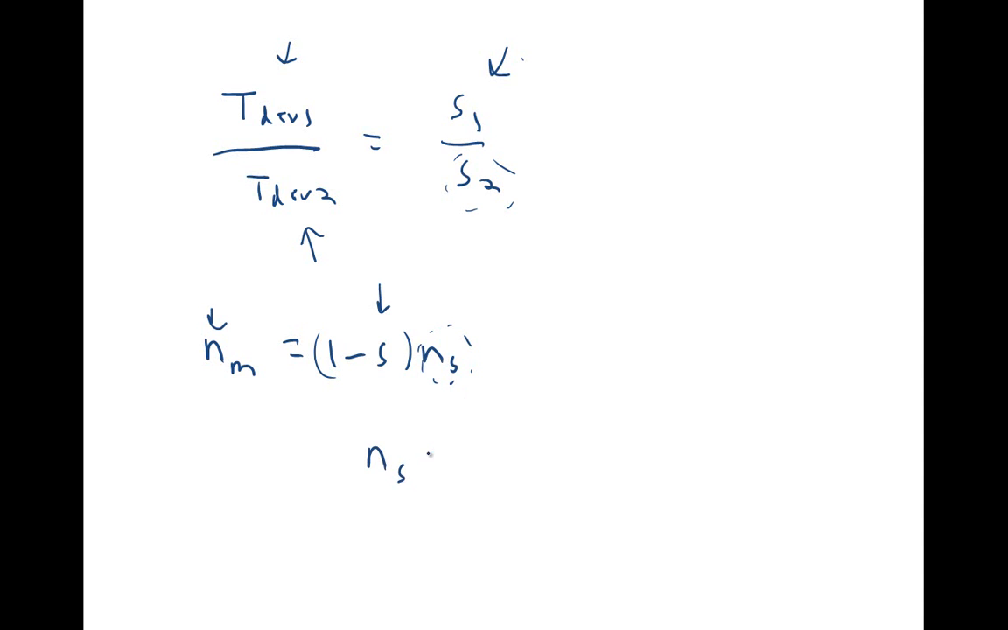And remember, n sub s is equal to 120 times the electric frequency, which you're trying to find, all over the number of poles. Number of poles does not change. From here, you can figure out what your electrical frequency needs to be in order for it to have that speed with that slip. And so that's how you would solve problem 3.